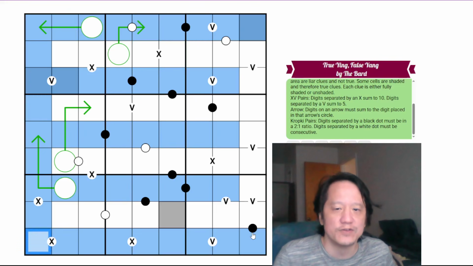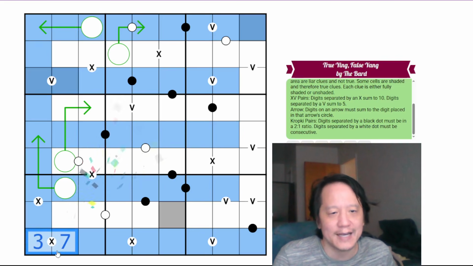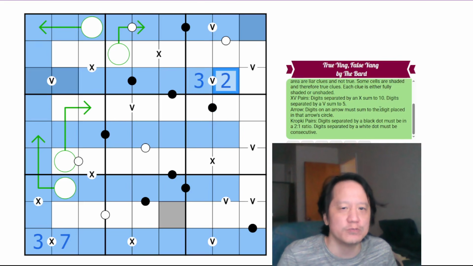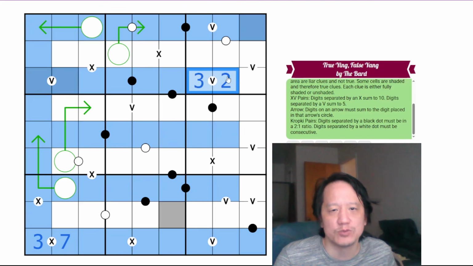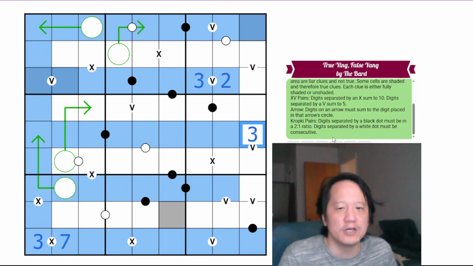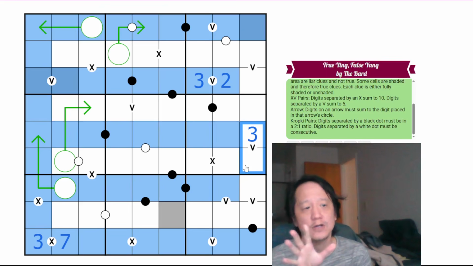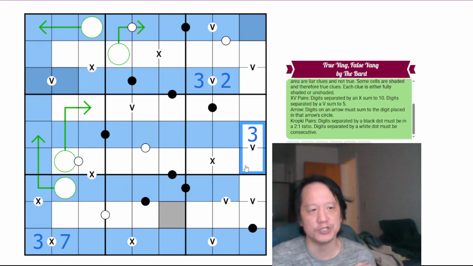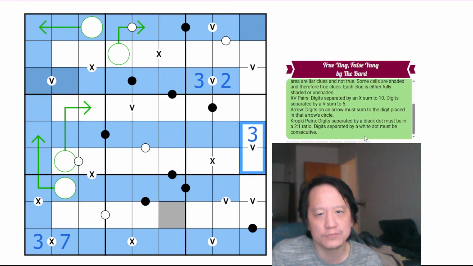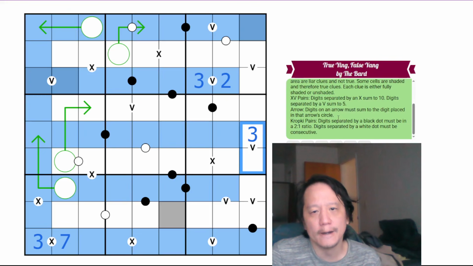So, for example, if this were a 3 here, this would have to be 7 because these digits must add up to 10 because they are in the shaded region and there's an X between them. Same with this. If this were 3, this would have to be a 2 because they are in the shaded region and there's a V between them. But if we had a 3 here, this could not be a 2 here, because they cannot add up to 5, because they are in the unshaded region, and therefore not true. So that's how XV pairs work.